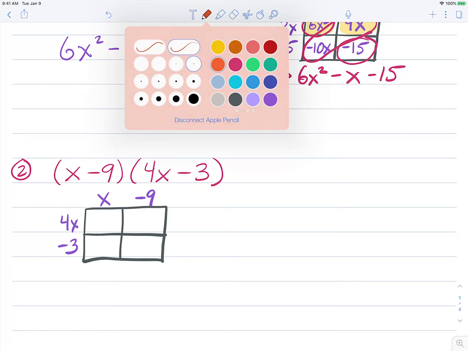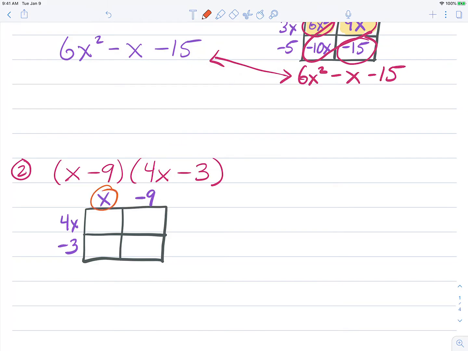So for the upper left-hand box, I'm going to multiply x by 4x, and I'm going to get 4x squared. For the upper right, I'm multiplying what's above it and what's to the left of it, so negative 9 times 4x is negative 36x.